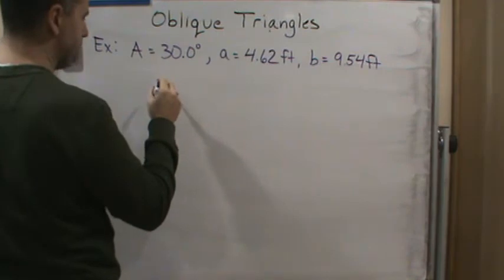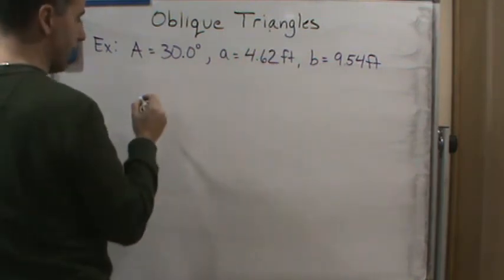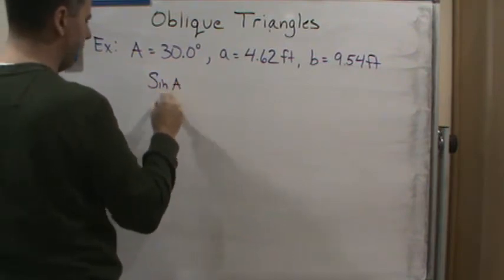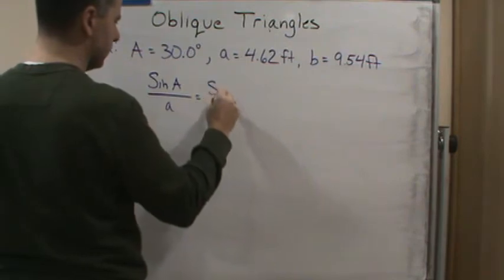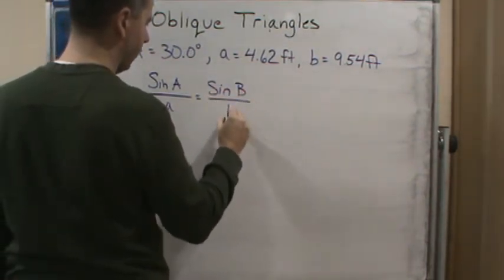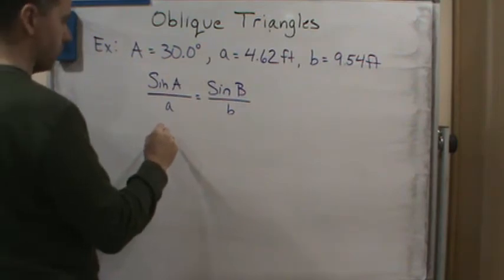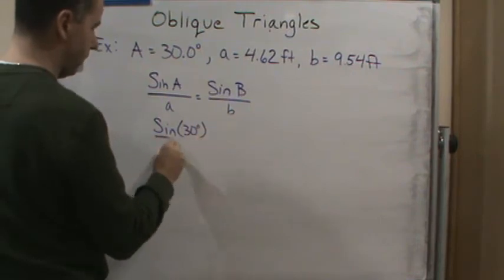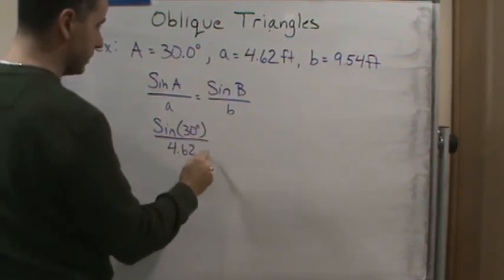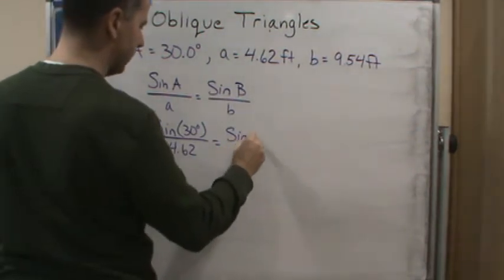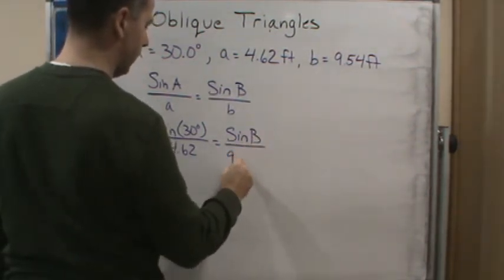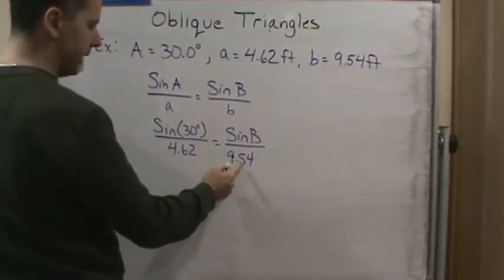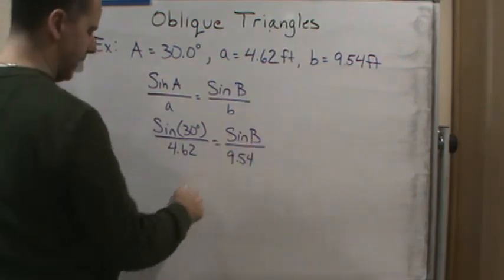So again, I'm going to set this up and I'm going to solve for sine B, or angle B. So I'm going to do sine A over a is equal to sine B over b. And again, I'm going to then just plug in my values. So sine 30 degrees over 4.62 feet is equal to sine B over 9.54 feet. And again, I'm going to multiply both sides by 9.54 because I want to isolate sine B.